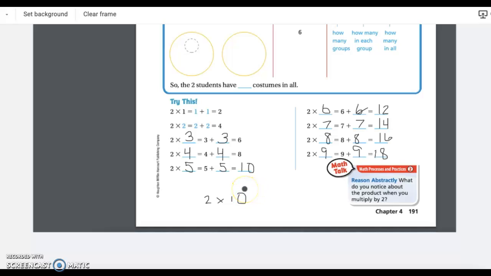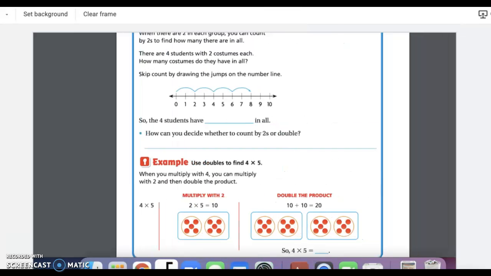Good. What do you notice about all the products here? Take a quick peek at all these products. Or the sums. I guess they're the sum when we're adding, or they're the product when we're multiplying, so they're different, I guess. What do you notice about doubles? They are all even Steven numbers. All doubles are even Steven numbers. Good job.